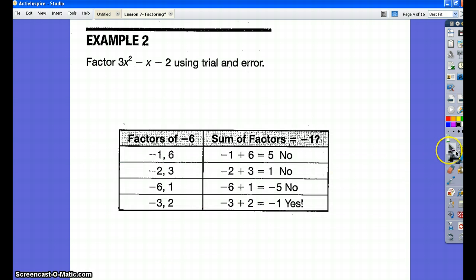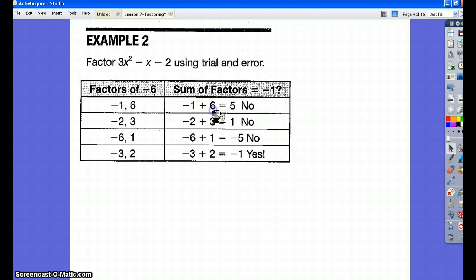So this is an example of a non-simple trinomial because it has a 3 right there, right? So what you have to do there is, let's figure out the factors of negative 6. Okay, so 3 times negative 2 is negative 6. So we want the sum of the factors to equal negative 1. So it would help to make a little chart there.